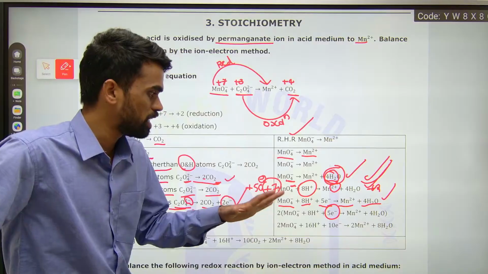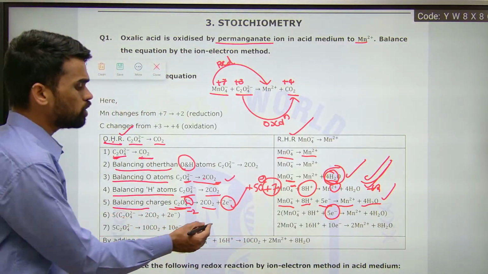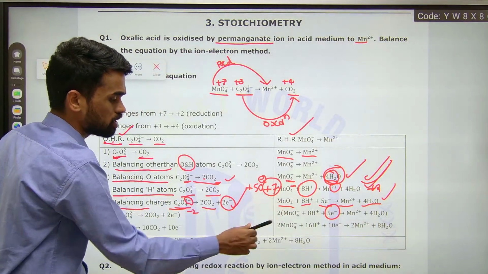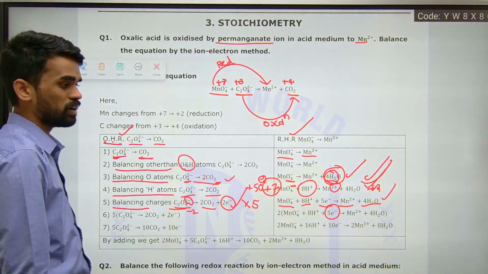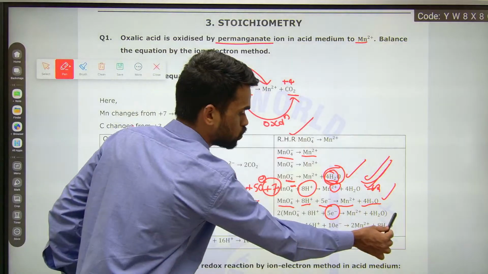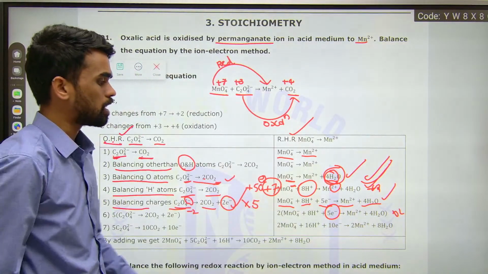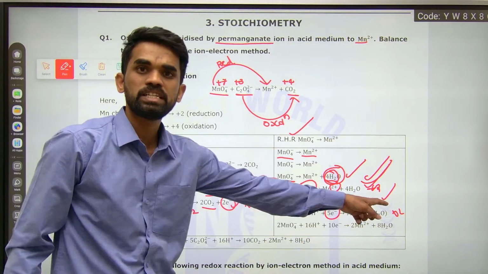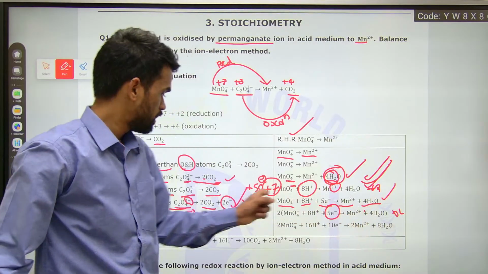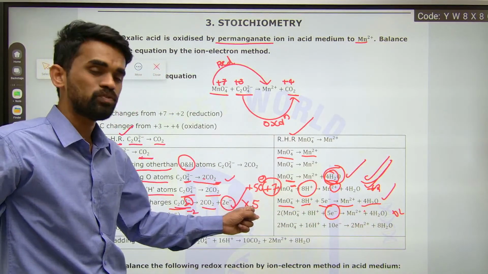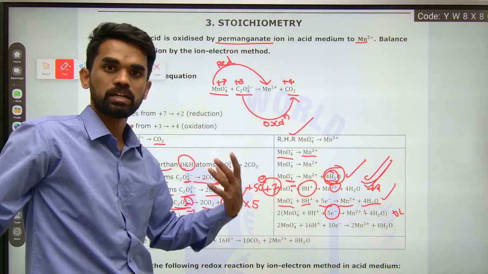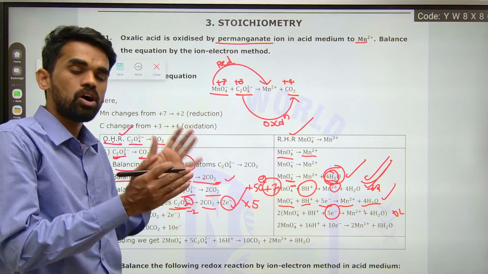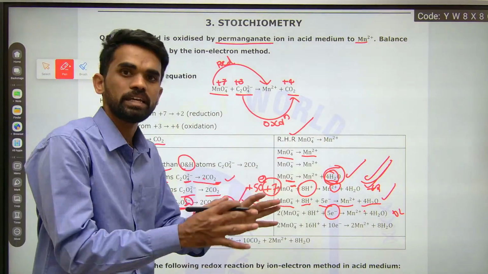Yes, it's very easy. It's only 2 electrons here, and there are 5 electrons there. Now multiply the oxidation half reaction with 5 and the reduction half reaction with 2. Why are we multiplying with 2? Because 5 times 2 is 10 electrons in the reduction half. Here 2 electrons multiplied with 5 is also 10. So there are 10 electrons on both sides, and the total number of electrons in oxidation and reduction become equal.